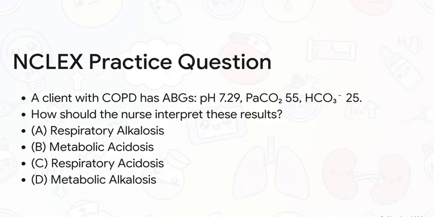All right, let's test your skills. Here's a classic NCLEX-style question for you. A client with COPD has the following ABGs. pH is 7.29, PaCO₂ is 55, and the HCO₃- is 25. So how would you interpret these results? Go ahead and pause if you need to. Think about your steps. Maybe use ROME.